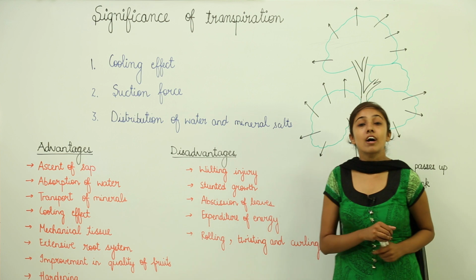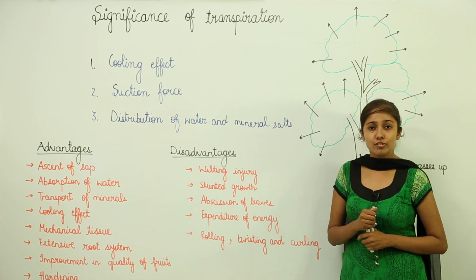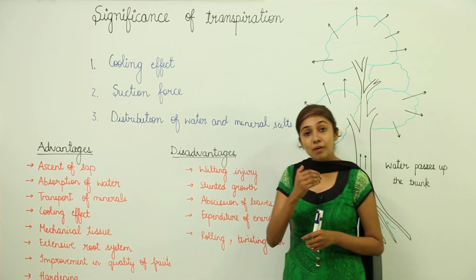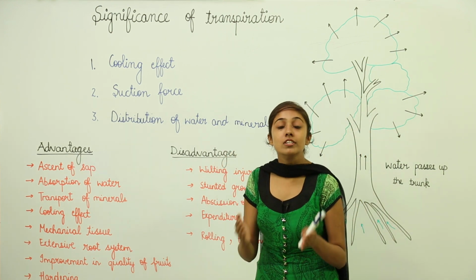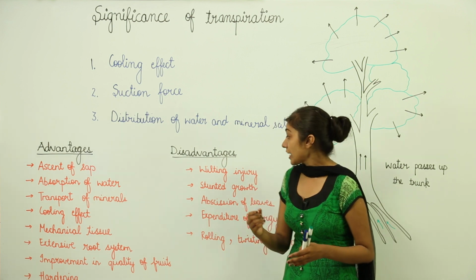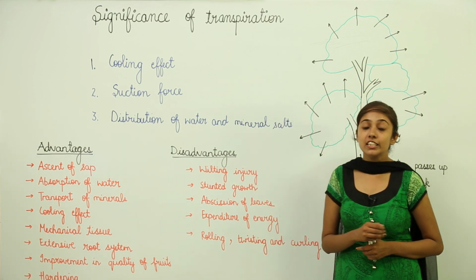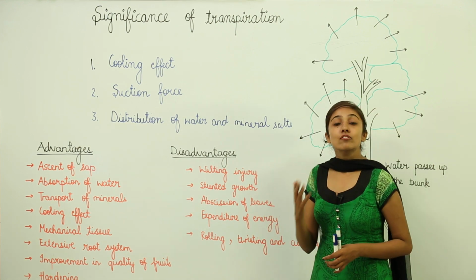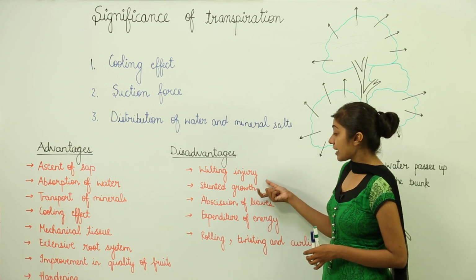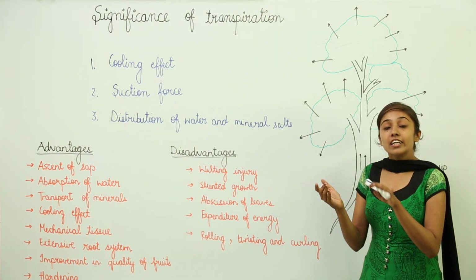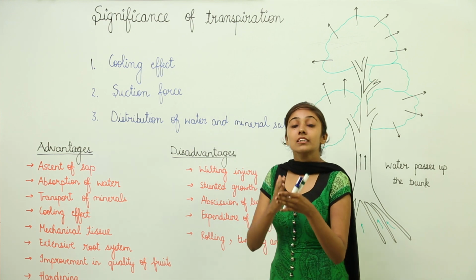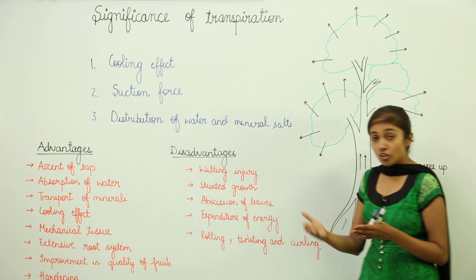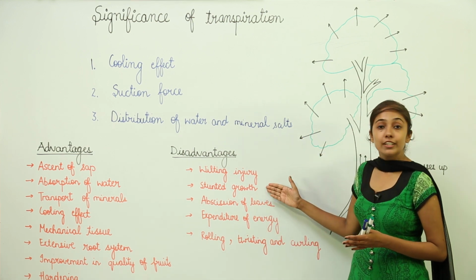But besides these advantages, we have certain disadvantages also. First of all, we have wilting injury. Now, when the plants transpire more and the absorption of water by the roots is less, then the leaves can show permanent wilting and this can lead to death of the plant also. Secondly, stunted growth. When the rate of transpiration is higher, then the plants will show stunted growth, meaning that these should be equal. The water lost by the plant needs to be covered by the water absorbed by the roots. But if it is not, then the plant is going to show stunted growth.